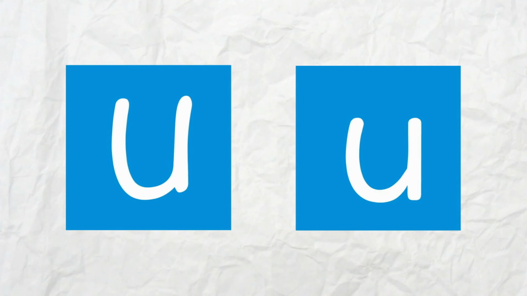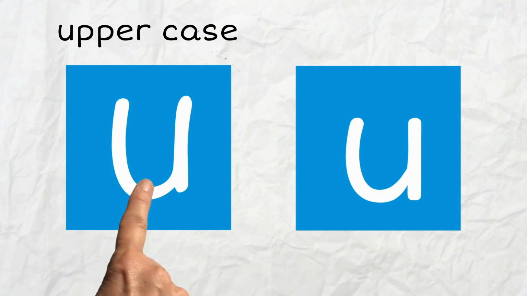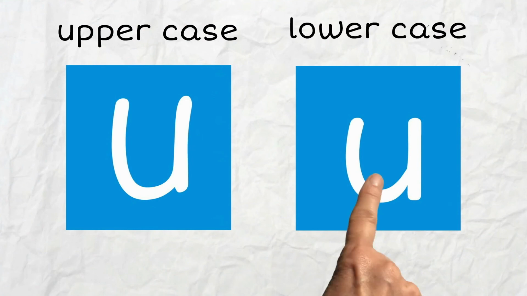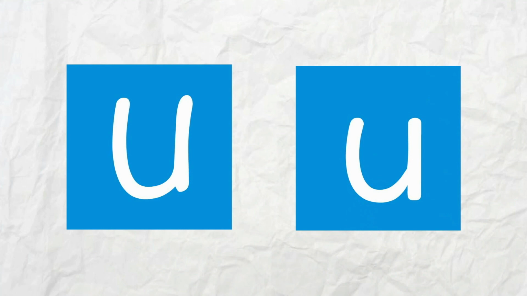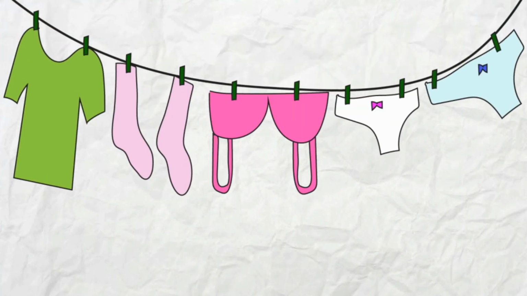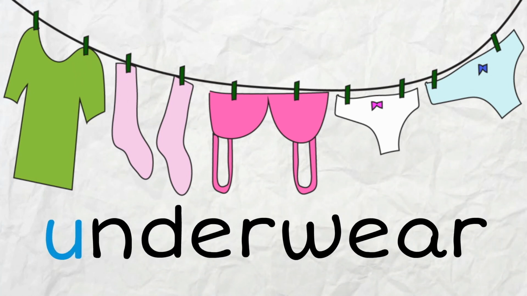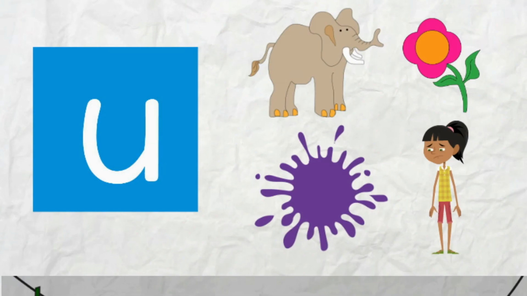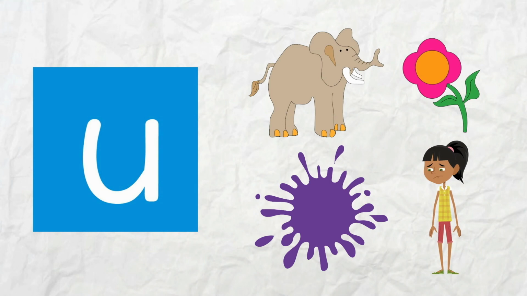This is the letter U. Uppercase U and lowercase u. U sounds like a. Underwear begins with a. Underwear. Can you see something that begins with a?